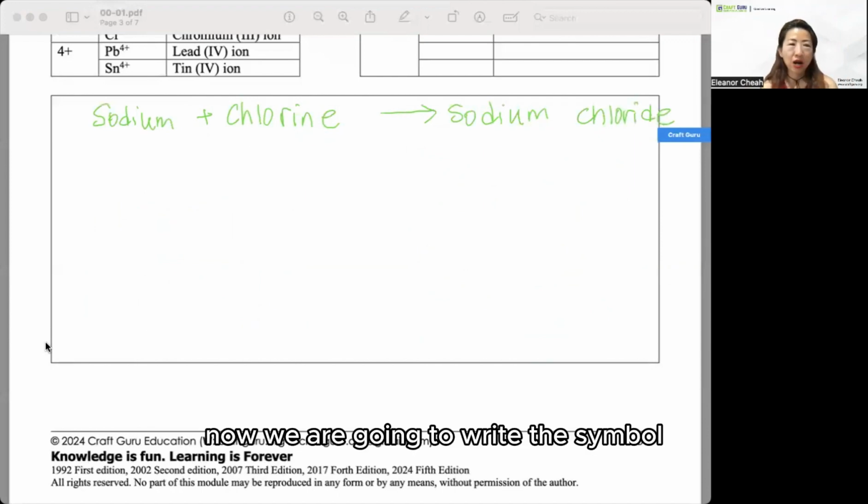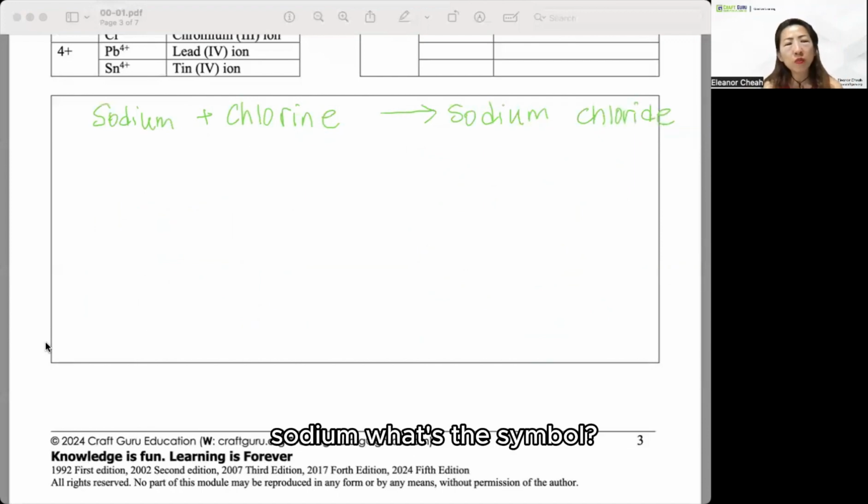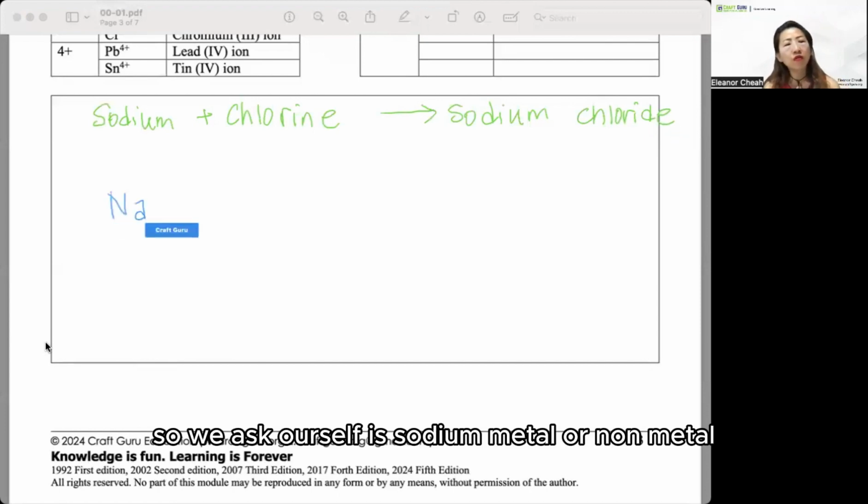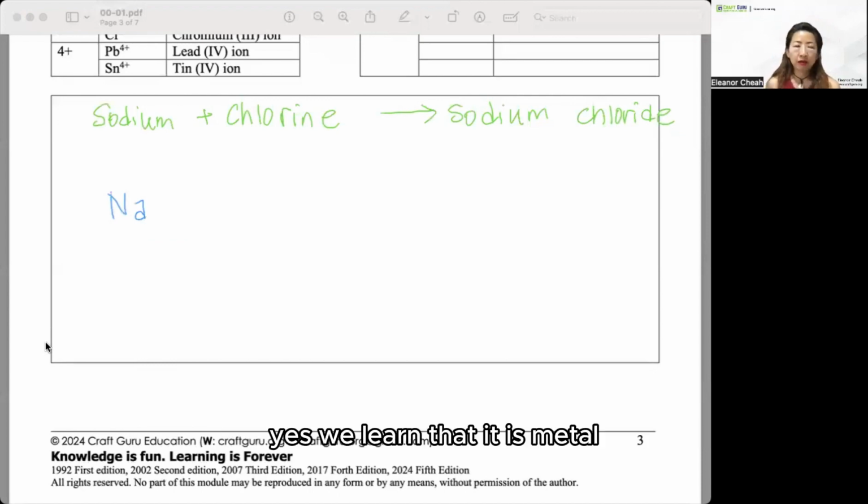Now we are going to write the symbols. Sodium, what's the symbol? Yes, we know it is Na. So we ask ourselves, is sodium a metal or non-metal? Yes, we learned that it is a metal. It has to be alone. So just write the symbol, Na will do.